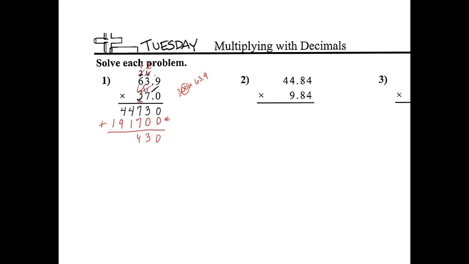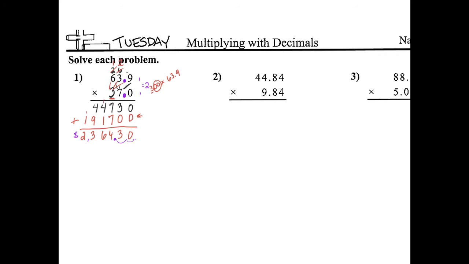Again, look at all your decimal movement. We have 1 in this row, 1 in this row, totaling 2. And so we need to start here and go over 1, 2. And so 63.9 times 37.0 is 2,364 and 30 hundredths. Or if it's money, it's 30 cents. Okay, all right, one more together.